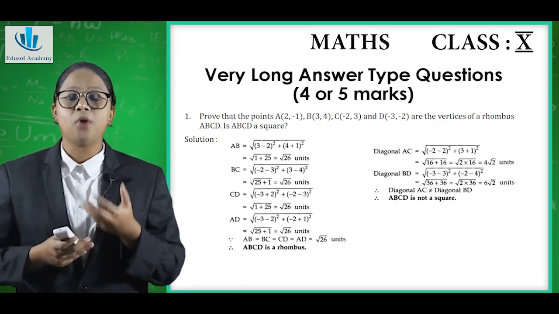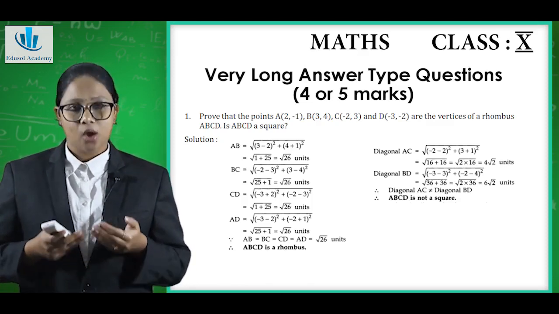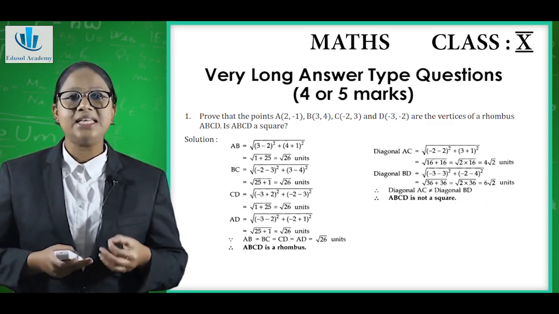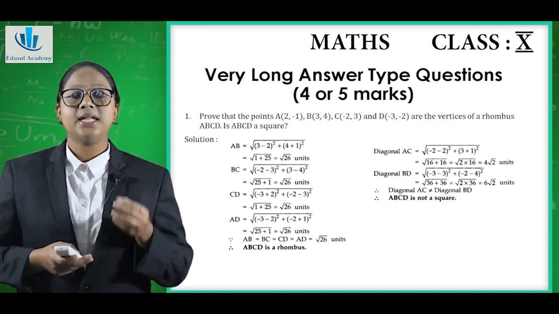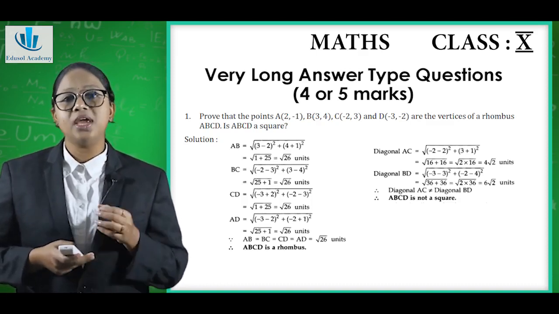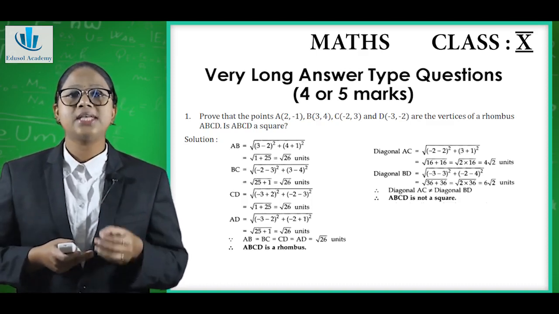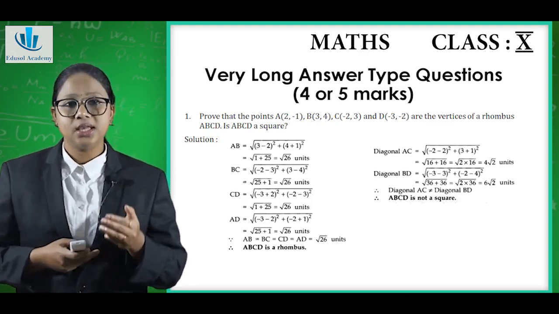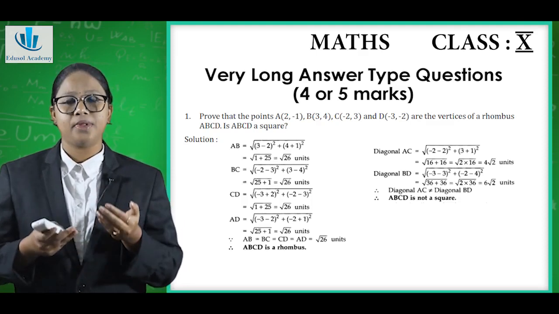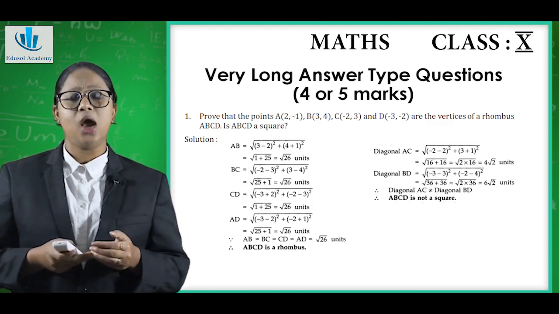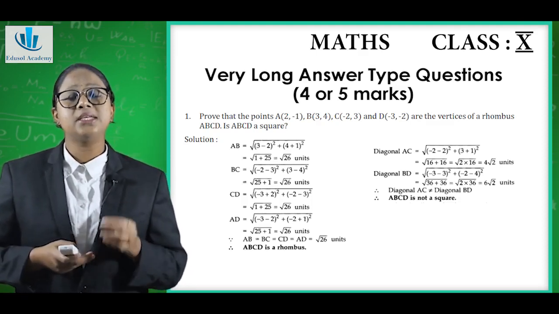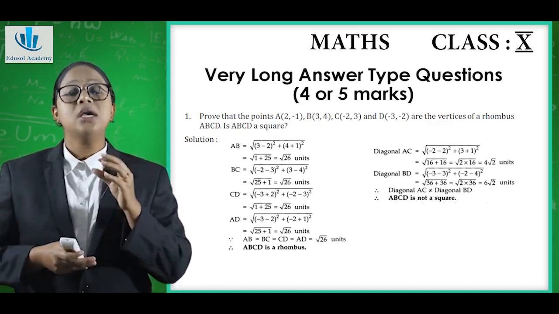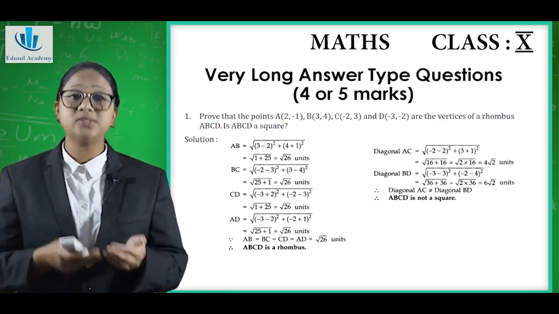Now, what is the property of a rhombus? All the sides will be equal. That's right. So we have to find AB, BC, CD and AD, and using the distance formula we got all the sides as root 26 units, which means that all the sides are equal. So now we have to check if ABCD is a square. Now ABCD is either a rhombus or a square. Now we have to confirm if this is a rhombus or a square.